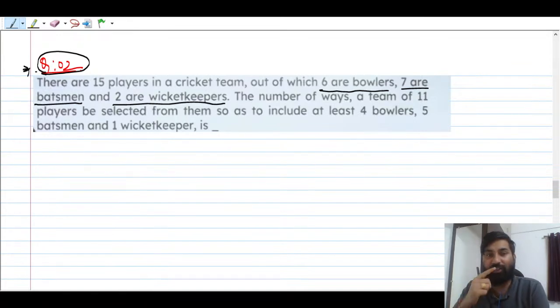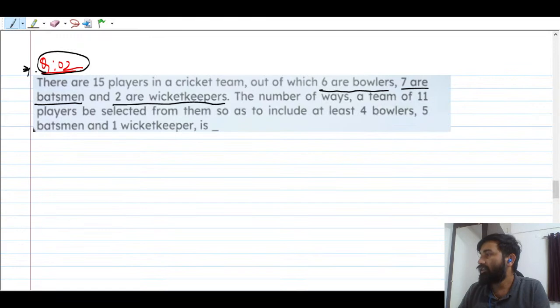What does at least mean? It means bowlers should be 4, bowlers can be 5, bowlers can be 6, but bowlers cannot be 7 because 6 bowlers are the total. So at least means 4 or greater than 4. Batsmen should be 5, and one of the wicket keepers, and the total number of people in the team should be 11 only, right?